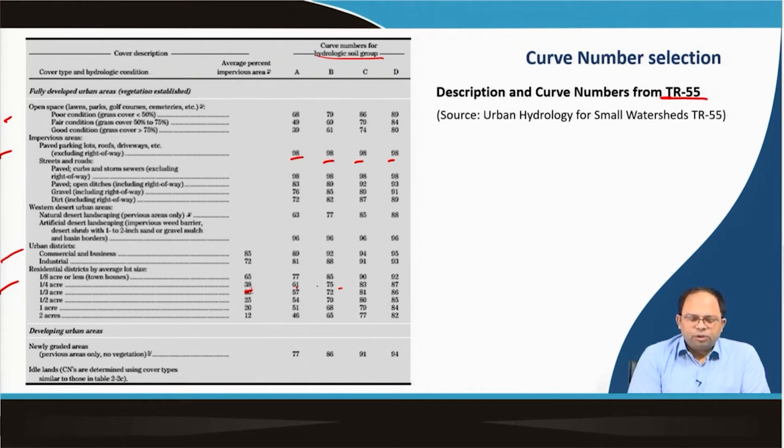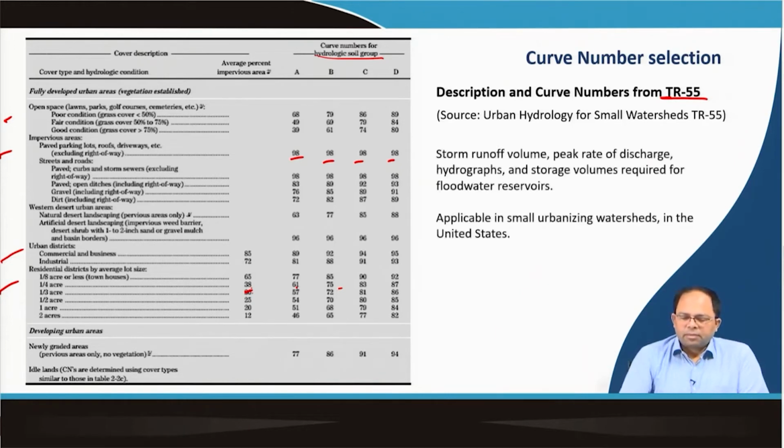So, that is how we can choose the curve number, and from the rainfall value, we can determine what would be the runoff value. So, this is one method and it is applicable using this chart. These are applicable for small urbanizing watersheds, but these are values for US. People have modified them for Indian use as well. But anyway, this is one method. And from here we can determine the storm runoff volume, the peak rate of discharge, hydrograph, storage volumes, and so on. So, these are the things that we can estimate.